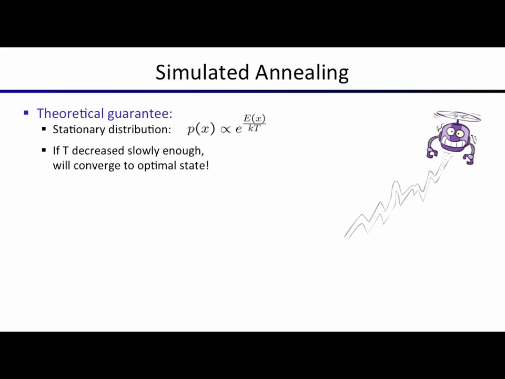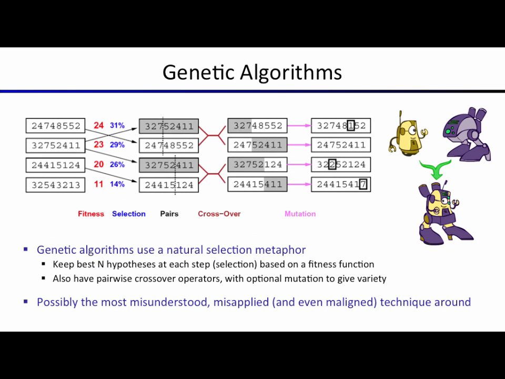And the very last thing is genetic algorithms. Genetic algorithms are probably the most misunderstood. We have one more minute, I promise. Genetic algorithms are the most misunderstood kind of local search.